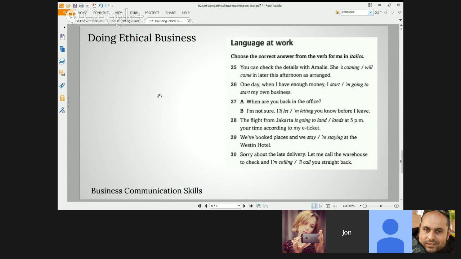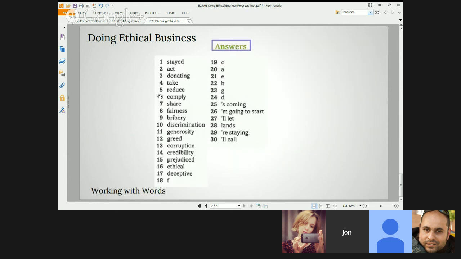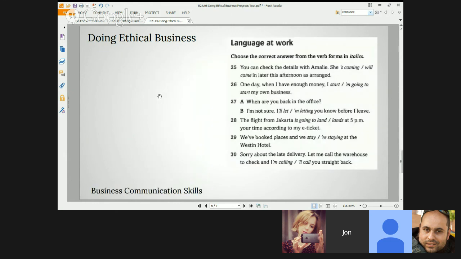As always, when I give homework, you can self-correct on the last page, and you give an answer out of 30. If you want to get a percentage, it's very simple. Divide the number that you got right by the number that you should have gotten right, and then multiply it by 100, and you'll get a percentage out of 100.